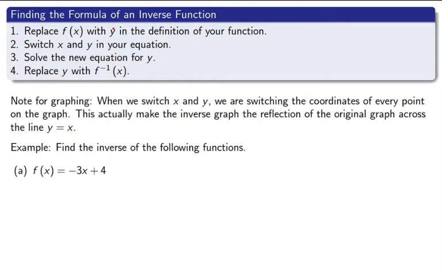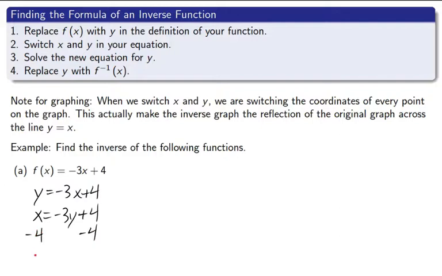One point about this is when we switch x and y, we will now change the function so that it flips across the line y equals x. And I'll show you a picture of that in a moment. The official algorithm is first, change f of x to y. Then switch the roles of x and y. x equals negative 3y plus 4. Now just solve for y.